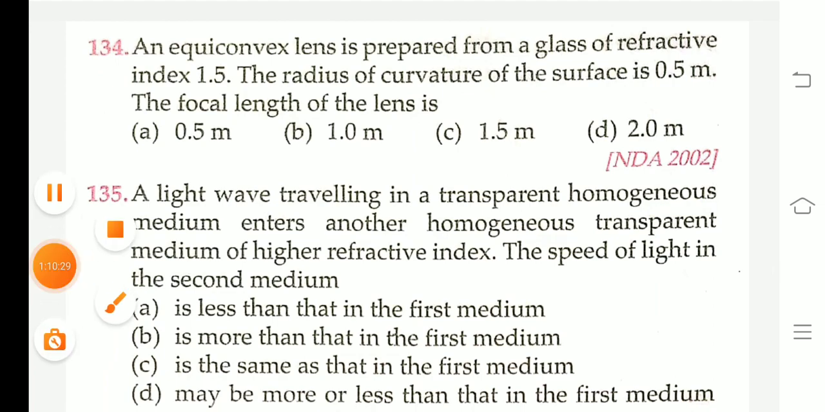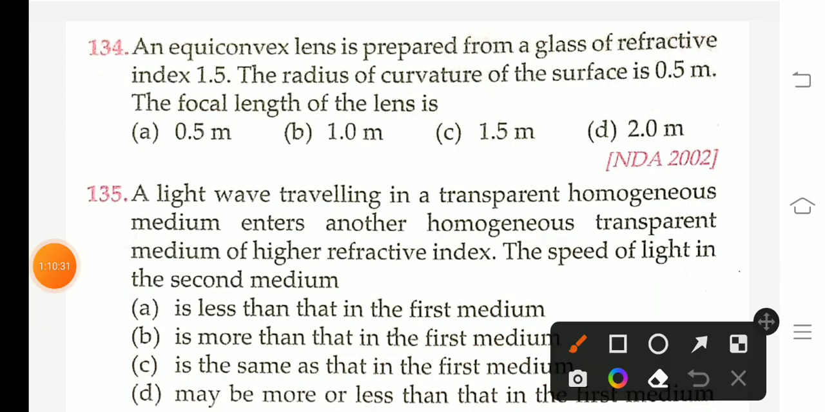Next, an equiconvex lens is prepared from a glass of refractive index 1.5. The radius of curvature of the surface is 0.5 meter. The focal length of the lens is. Right answer will be option A, 0.5 meter.